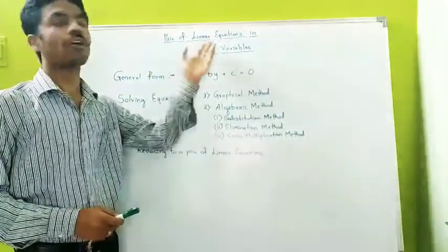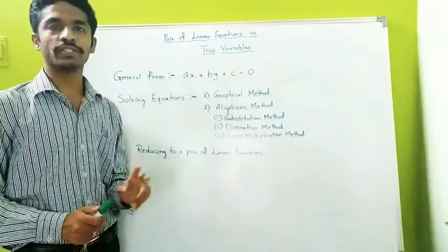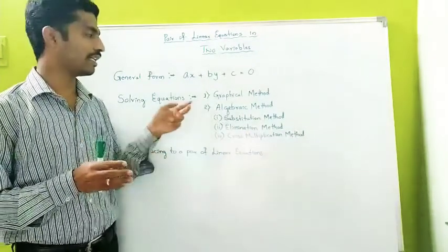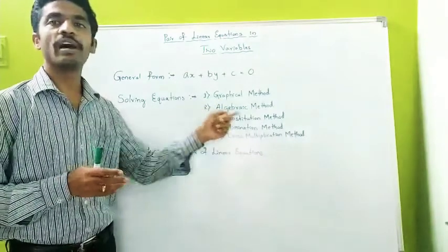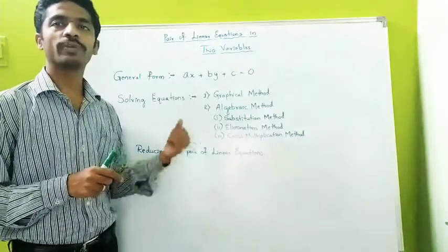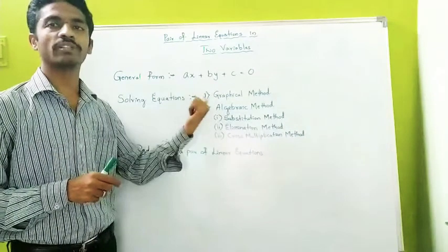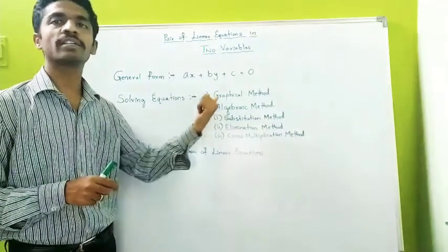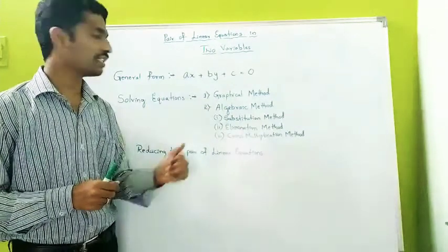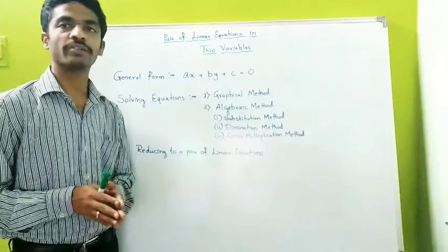The concept says pair of linear equations. Pair means you will get at least two equations, so those two equations we have to solve here. By the methods, first one is the graphical method, second one is the algebraic method. In the graphical method we have to plot the graph along with the points x and y. There we will get the answer for the equations, or else you can say the solution for the equations. And in the algebraic method we have three methods. Those are substitution method, elimination method and cross multiplication method.